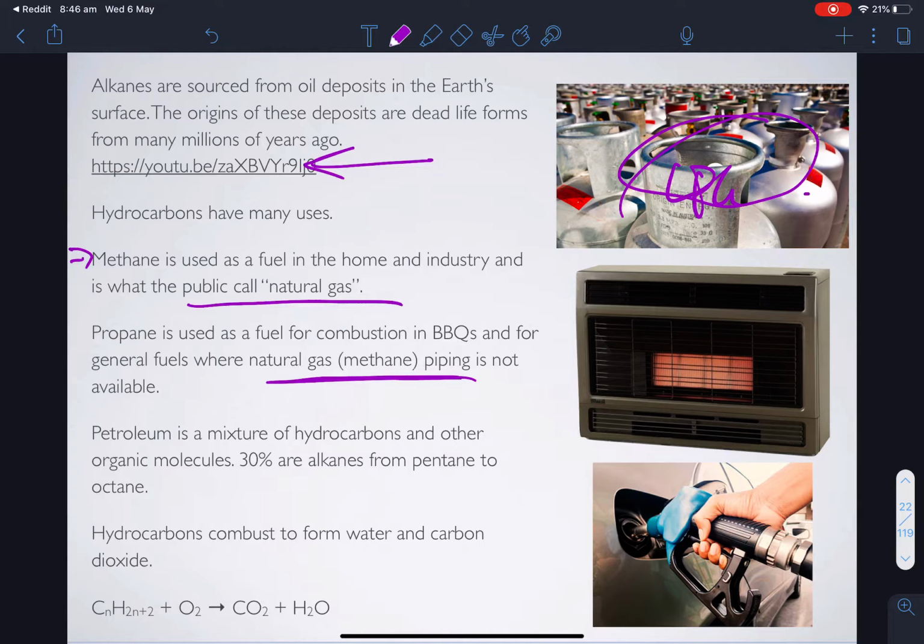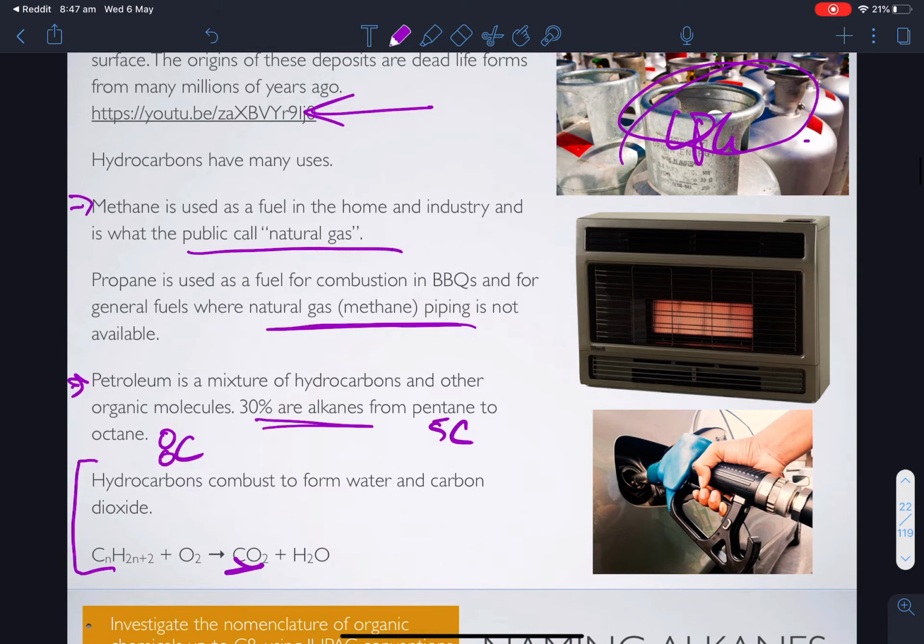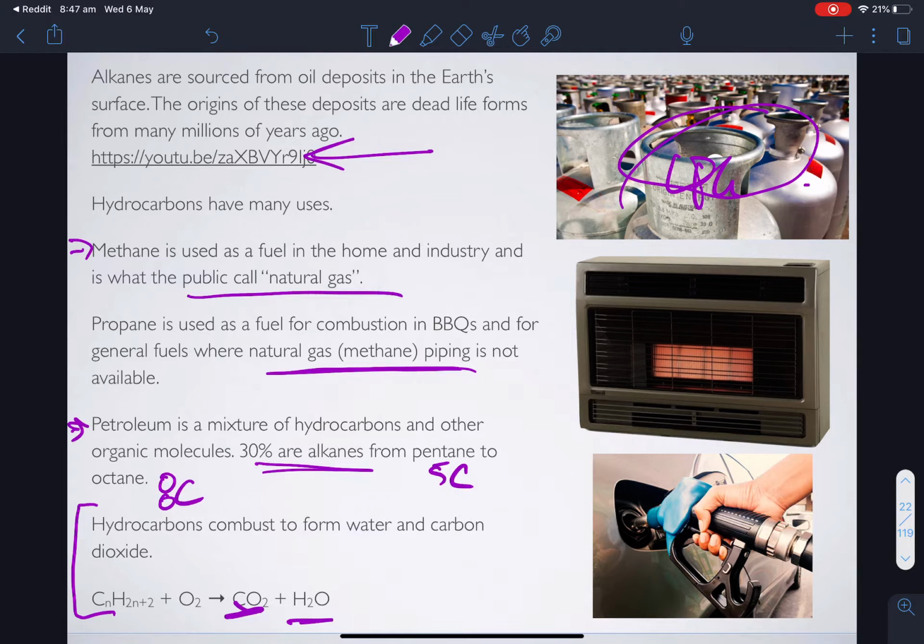Petroleum, or what the US calls gas, is a mixture of hydrocarbons and other stuff. About 30% of these are alkanes, a mixture from pentane, which we'll soon learn is 5 carbons long, to octane, which is 8 carbons long. When you combust hydrocarbons, they combine with oxygen to produce carbon dioxide and water in various stoichiometric ratios. I didn't bother balancing that general equation there.